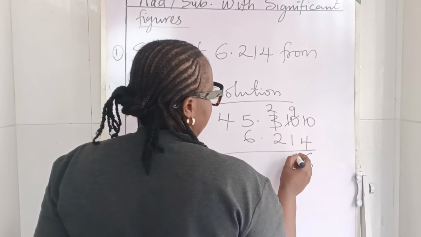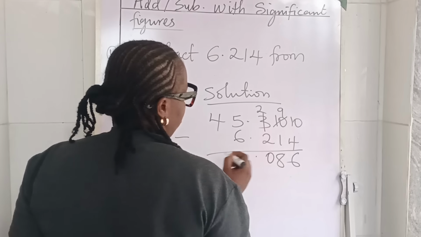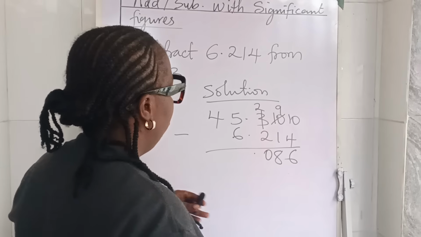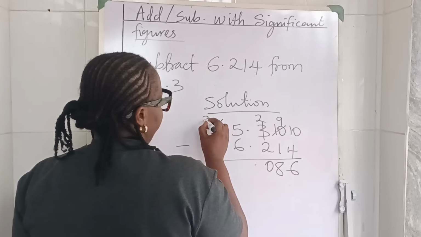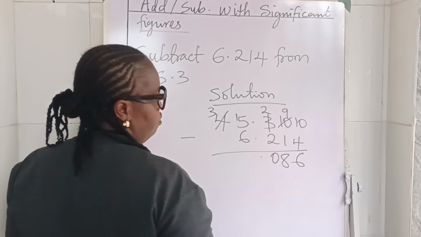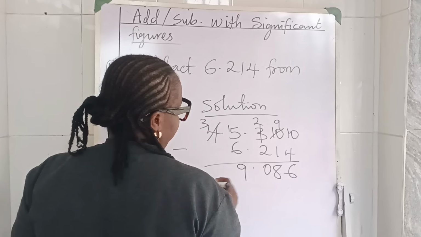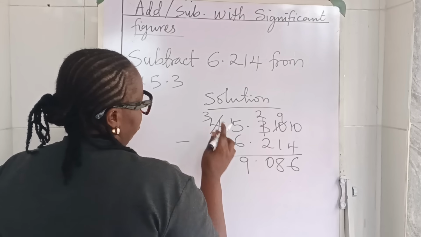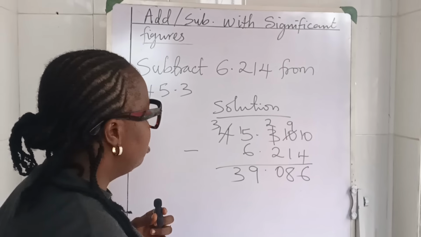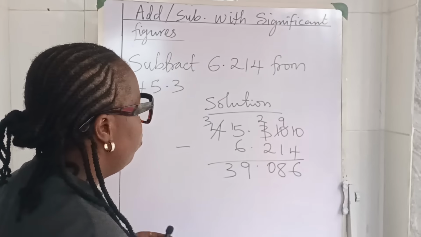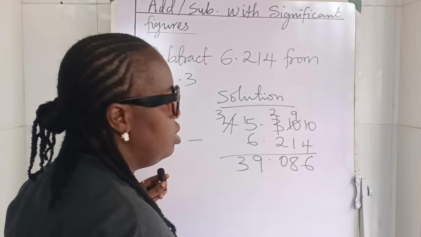9 take away 1 is 8. 2 take away 2 is 0. We'll stop it there. Then the whole number says 5 take away 6. It can't go. We are borrowing 1 from here. We'll call this 3. And this is 15. 15 take away 6 will give us 9, right? Then our 3 will bring it down. So our answer is 39.086. But looking at this, which one has the least?